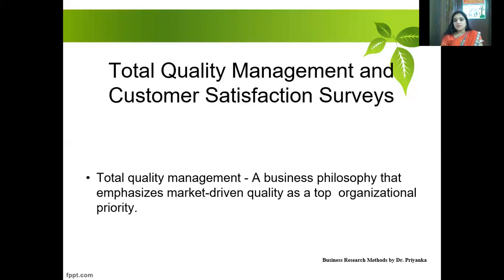In total quality management and customer satisfaction surveys. When it comes to surveys, most of the surveys are basically conducted to check the customer satisfaction level and what kind of features they want in a new product if the company is willing to go for a new product. So total quality management is very important here. It is a business philosophy that emphasizes market-driven quality as a top organizational priority. Quality management is the first priority of most organizations these days, because these days customers are the kings in the market. That is why it is really very important.